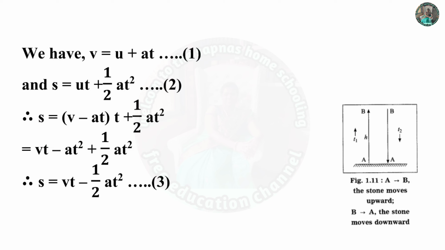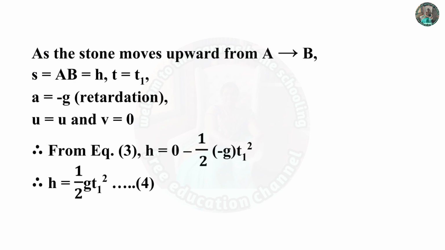Here we can see figure 1.11. From A to B the stone moves upward, and from B to A the stone moves downward. As the stone moves upward from A to B, s = AB = h, t = t1, a = −g (retardation), u = u and v = 0. So from equation 3, h = 0 − ½(−g)t1², that is h = ½gt1², which is the fourth equation.